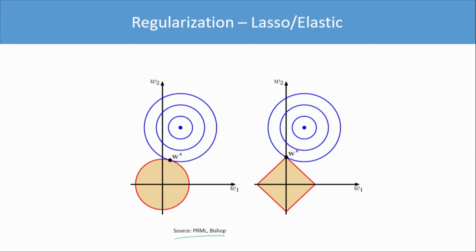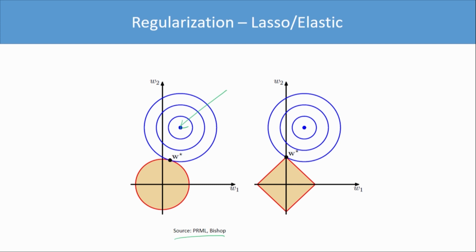So what does this picture say? On the left, you have a picture corresponding to the L2 regularization. On the right, you have a picture corresponding to the L1 regularization. Let's say we started off with a case where you did not have a regularization at all. You just solved the least squares problem, and this was the solution to that.